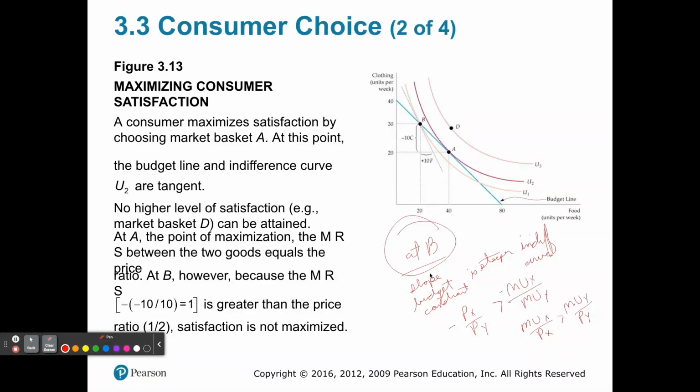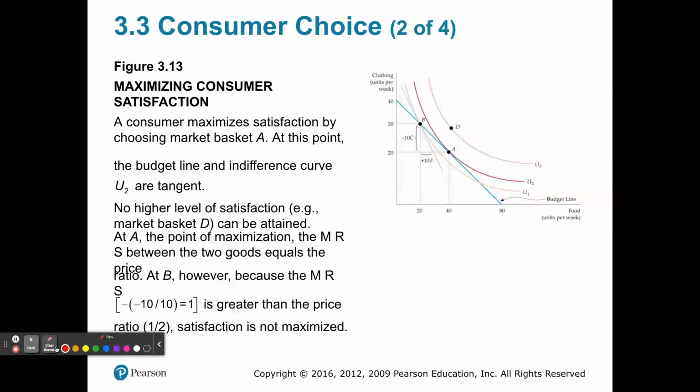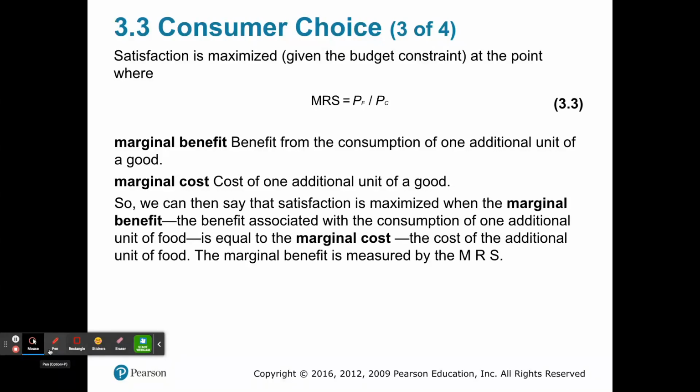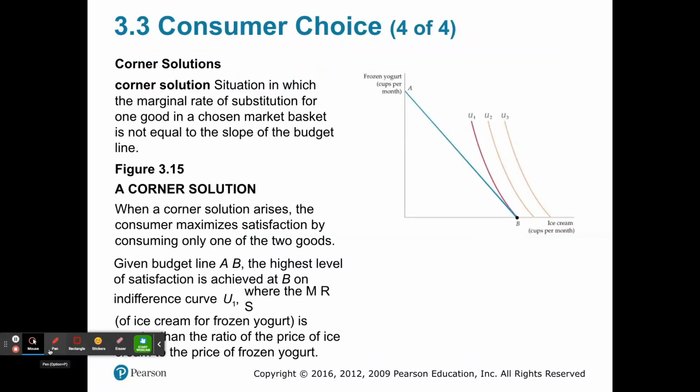And as they do that, we get closer to a point like A. And you can see that this indifference curve just touches the budget constraint. And that would be our optimal point. Okay. So I've already talked about this. I'm not going to talk about this longer here. And I'm going to skip the example.